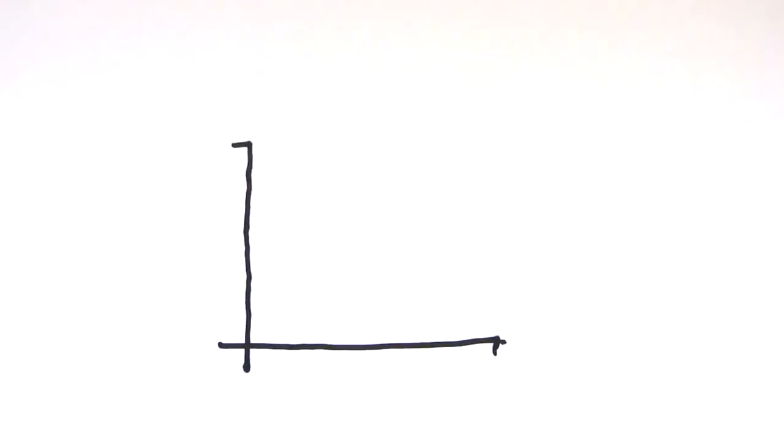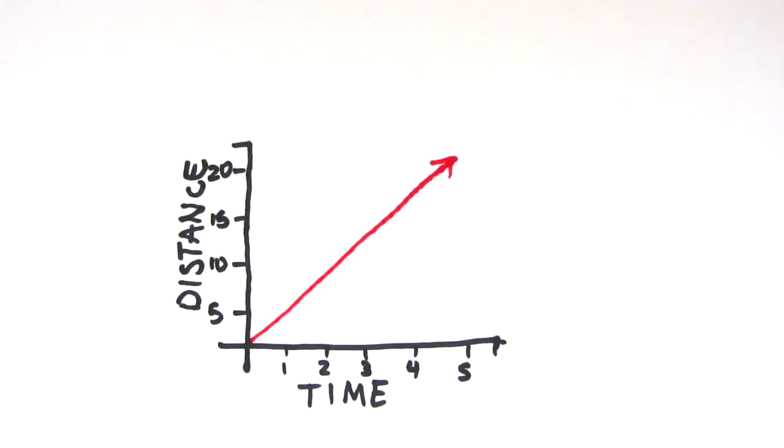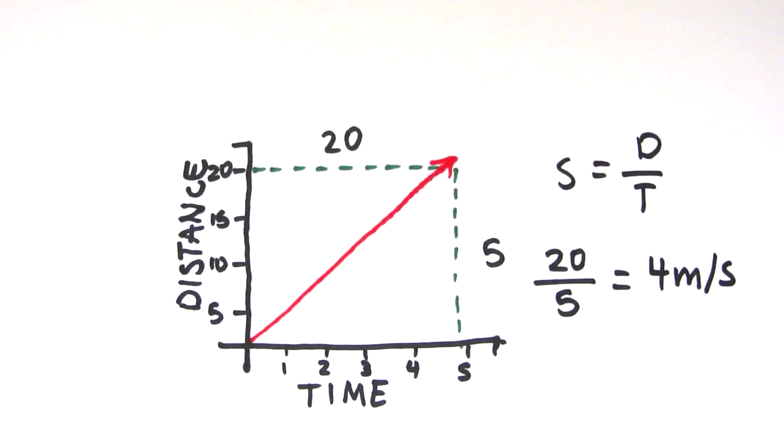You can then use the numbers on the axis to work out the actual speed you are traveling. The equation for speed is distance over time, so all you have to do is read the numbers. If you travel 20 meters in 5 seconds, then your speed would be 4 meters per second.